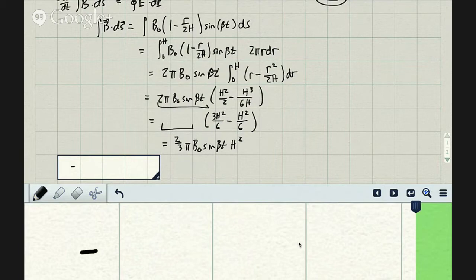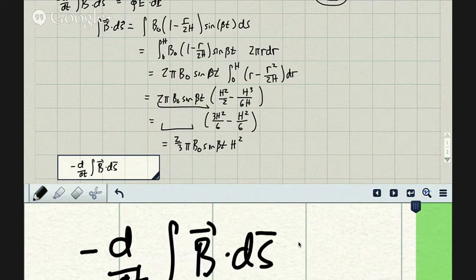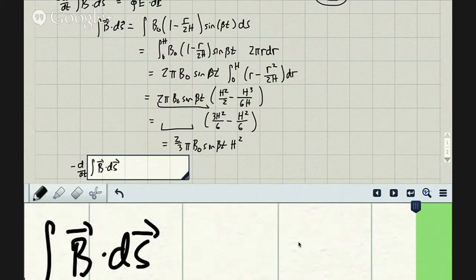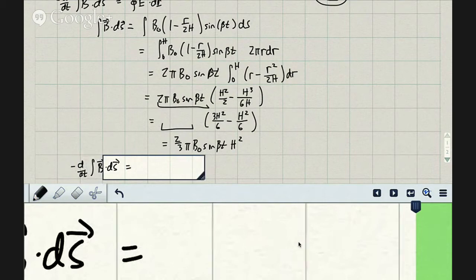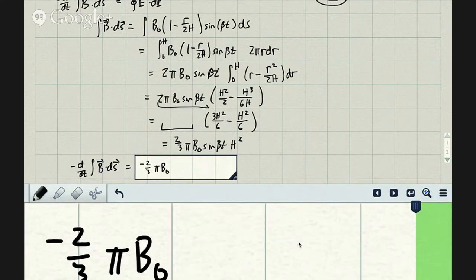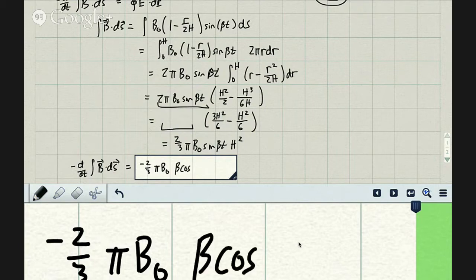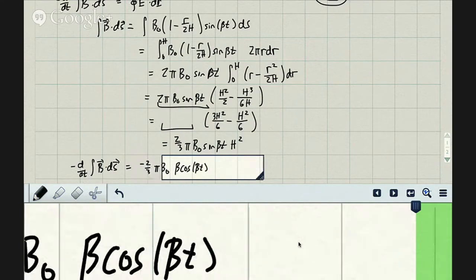Hit this with a negative derivative with respect to time of B dot dS. There we go. So we hit this with a negative derivative, and we're going to get negative 2/3 pi B0, and now the derivative of sine beta t is going to be beta cosine beta t, so we get beta cosine beta t, and then we get our h squared here.